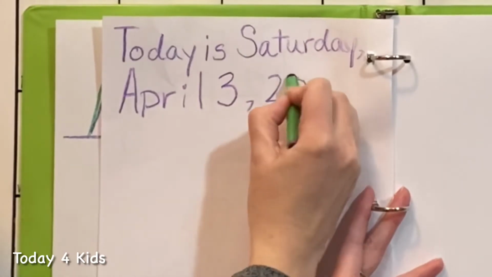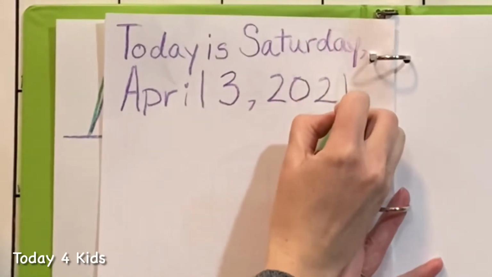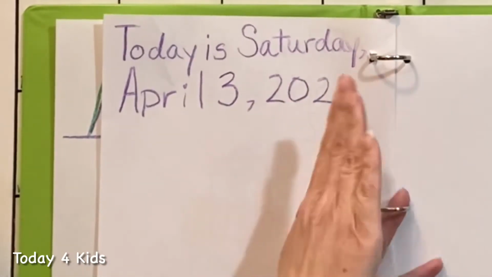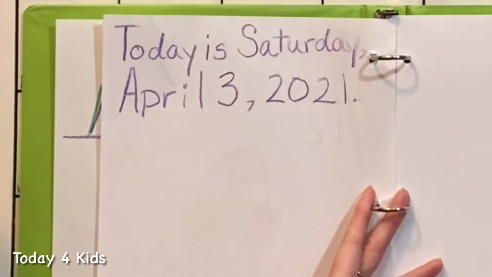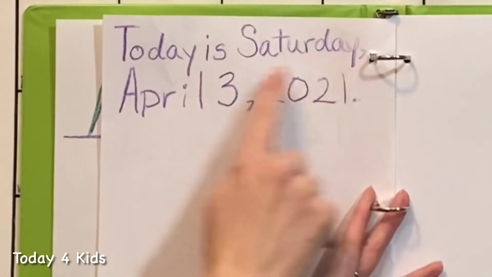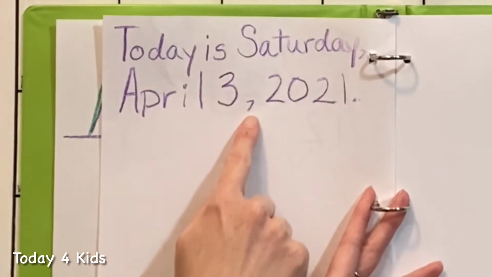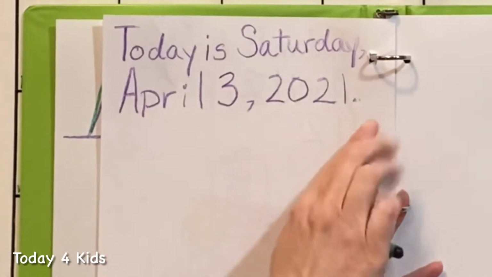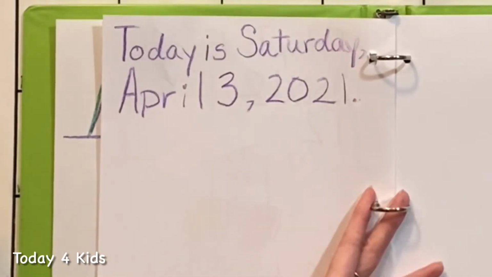2, 0, 2, 1, and then a period, and that period reminds us to stop. There's nothing else to say for our sentence. Will you say the whole sentence with me? Let's say it together. Today is Saturday, April 3rd, 2021. Good job. Thank you for saying that with me.